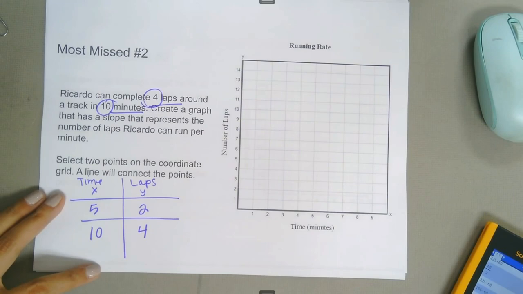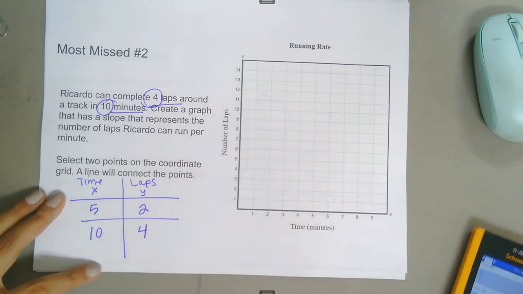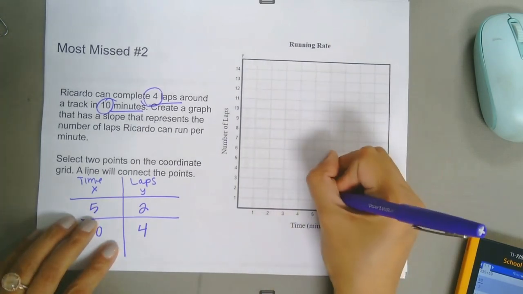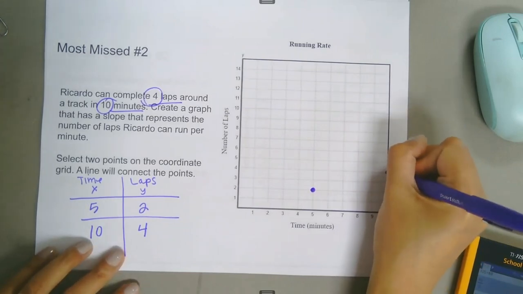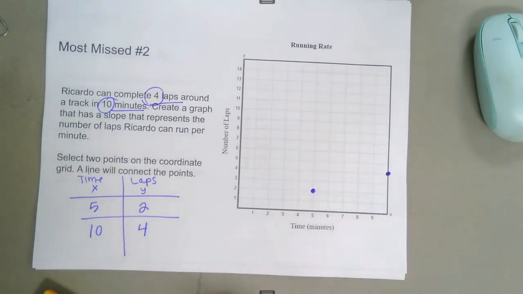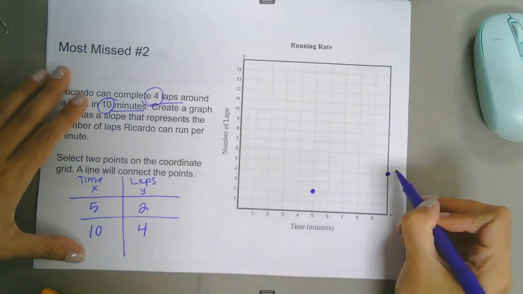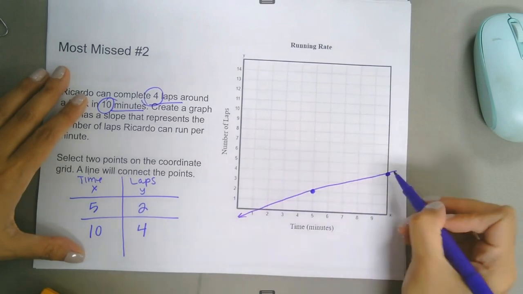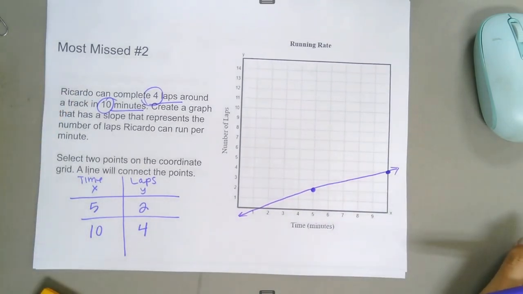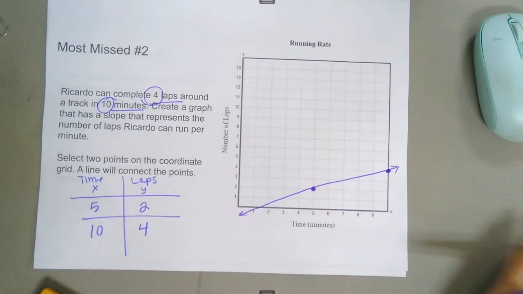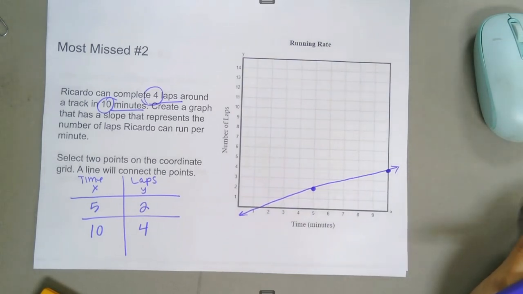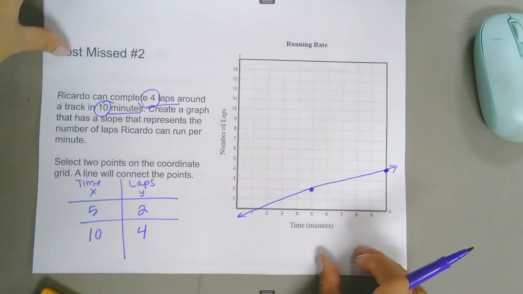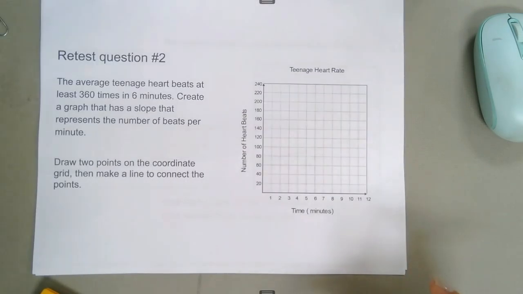Okay. And if I look at my graph, I can go over to 5, up to 2, and then I can go over to 10, up to 4, and it would have created a line for me with those 2 points. All right. So when you get a problem like this, make a table and you can plot the points on the table. Make sure you have this written down. Now you're going to work retest question number 2.